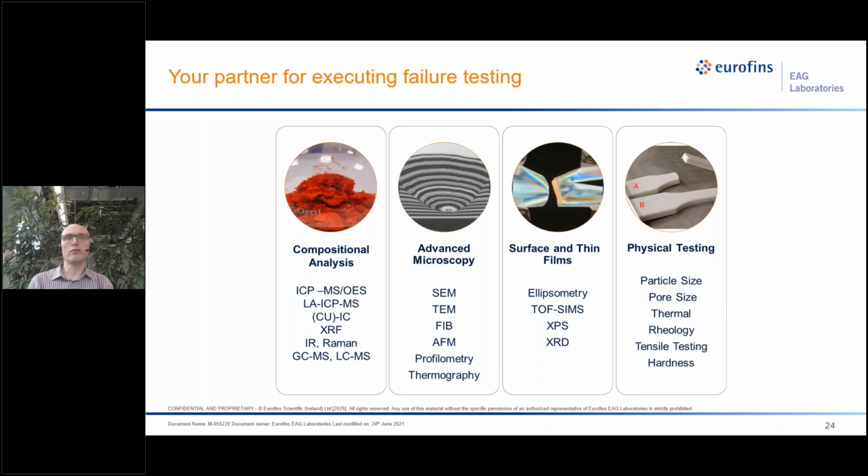The fourth cluster is physical testing. Physical testing includes the measurement of all kinds of mechanical and physical material properties. This also includes pore size and specific surface area measurements. And also here, the collaboration with the reliability test lab ensures that we can not only figure out a failure mechanism, but also mimic the failure conditions and even accelerate it.